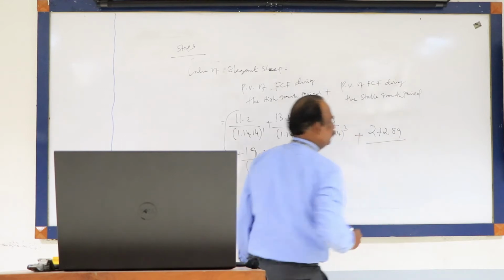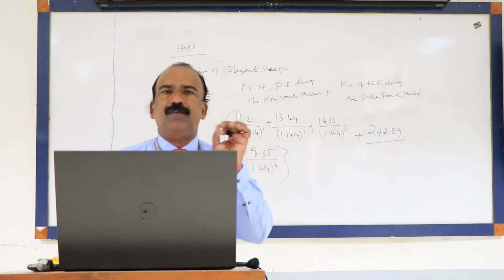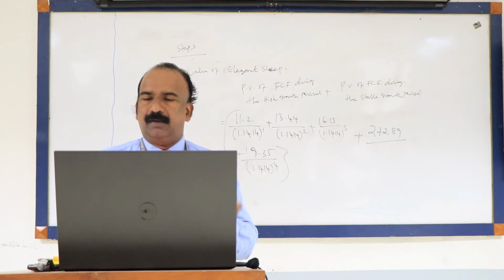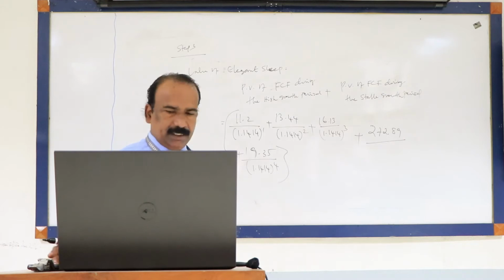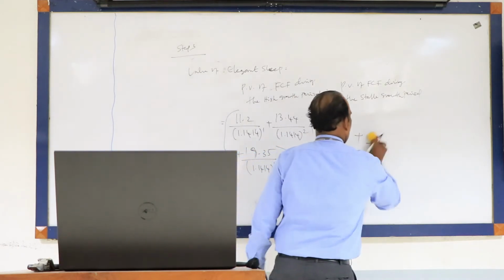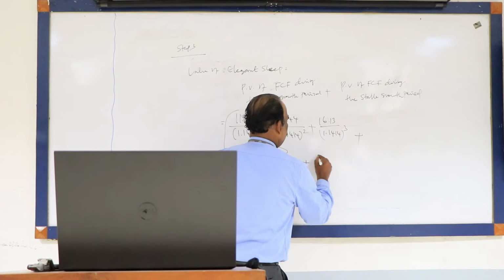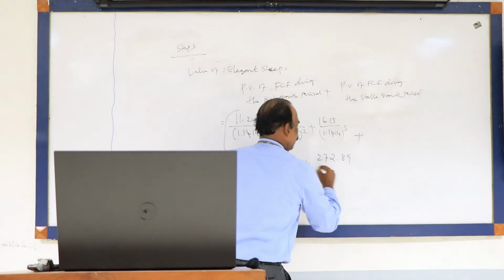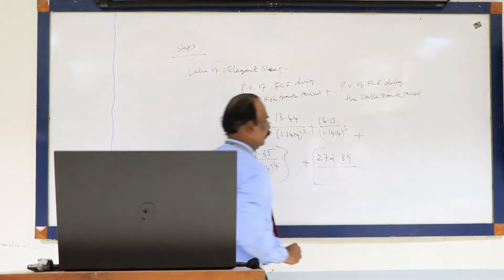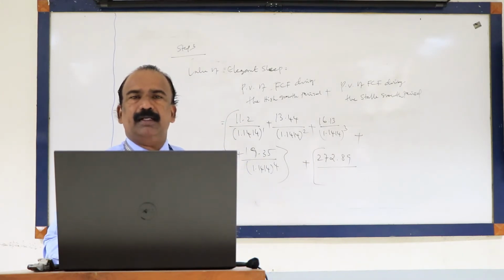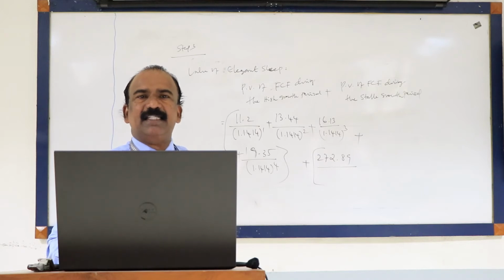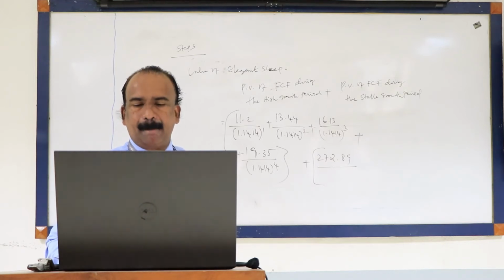272.89 divided by... please listen, we need to compute first the continuing value. I'll bring it here. Plus 272.89 divided by WACC minus G. The WACC for the stable growth period, how much did we calculate?